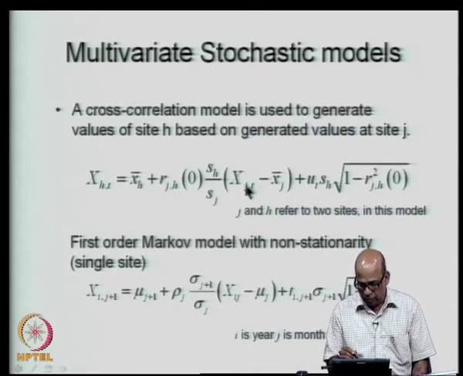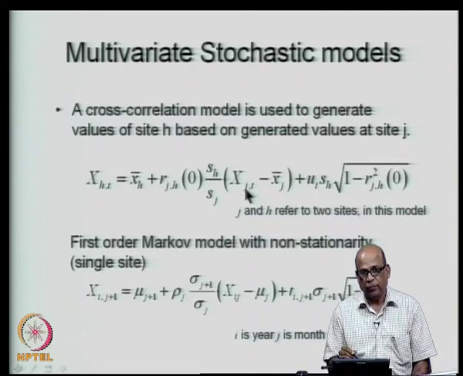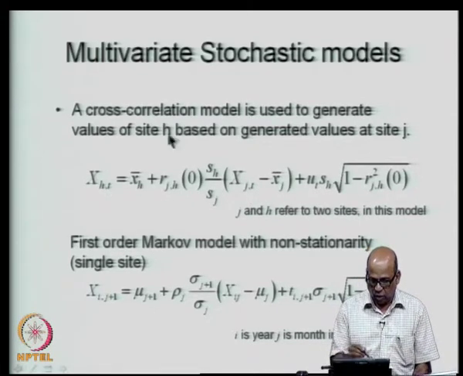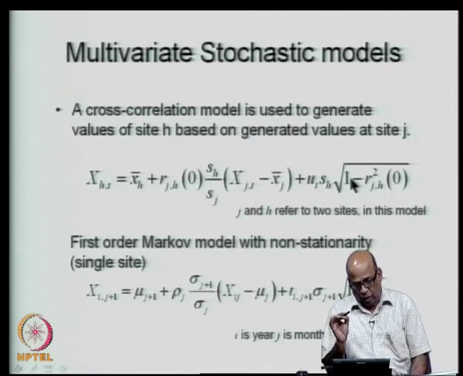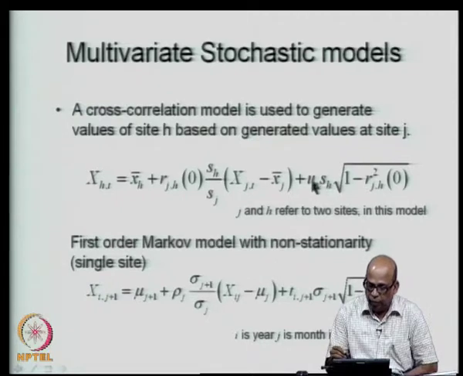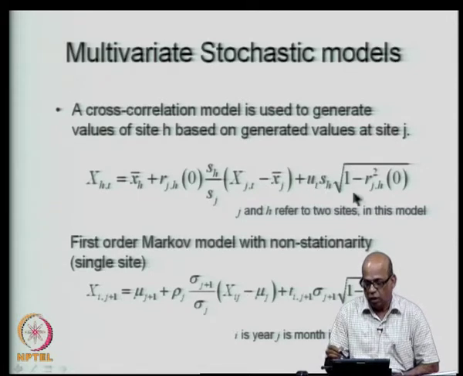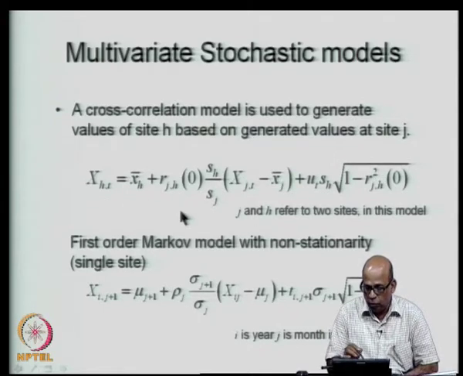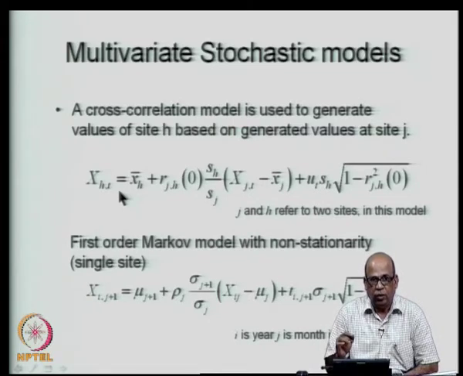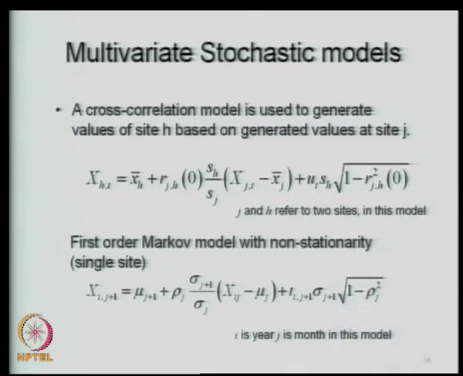So, we are using the flows at j to generate the flows at H, as all other things essentially remain the same, except now the random terms that we are building here. ut is a random term, and these are known now, sh is the standard deviation and so on. When we put it in this form, this will preserve the mean, standard deviation and lag 1 correlations, and also the cross correlations.